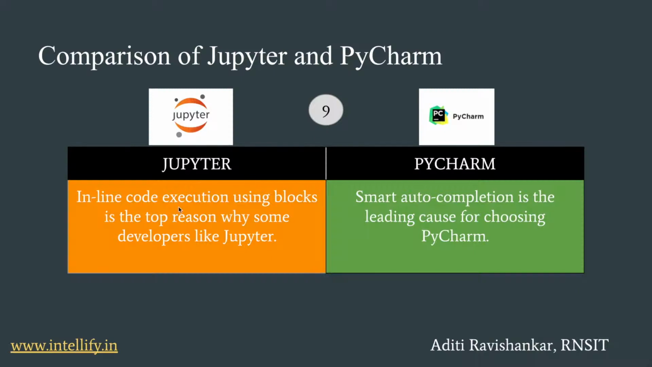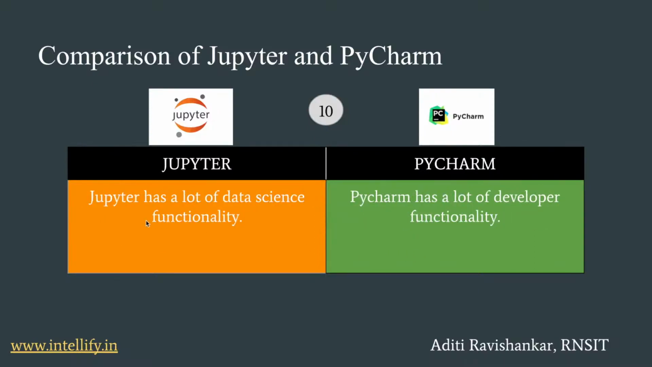9. Inline code execution using blocks is the top reason why some developers like Jupyter. On the other hand, smart auto-completion is the leading cause for choosing PyCharm. 10. Jupyter has a lot of data science functionality, whereas PyCharm has a lot of developer functionality.